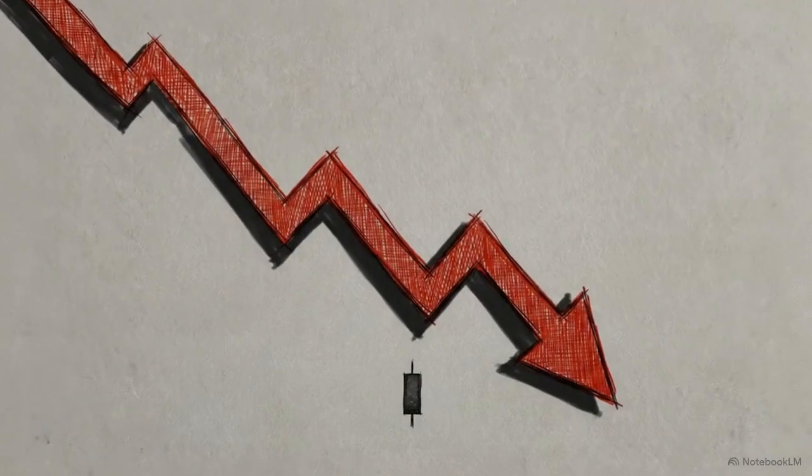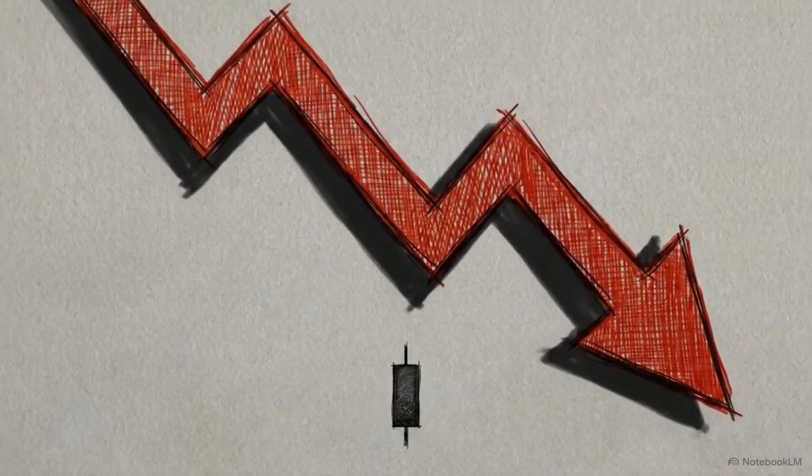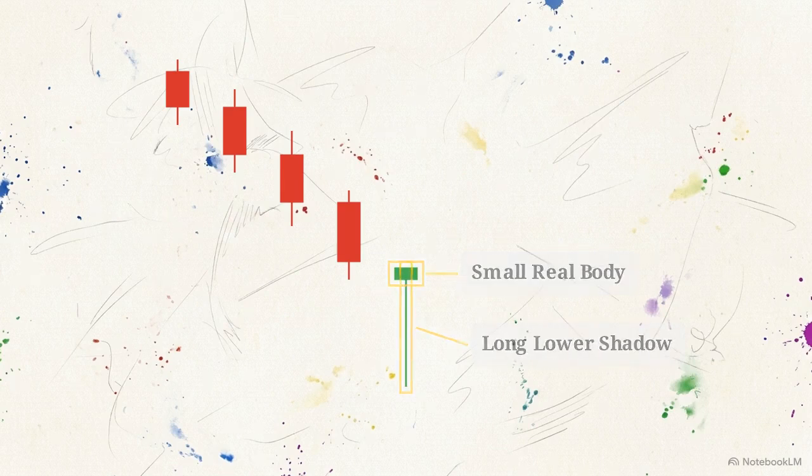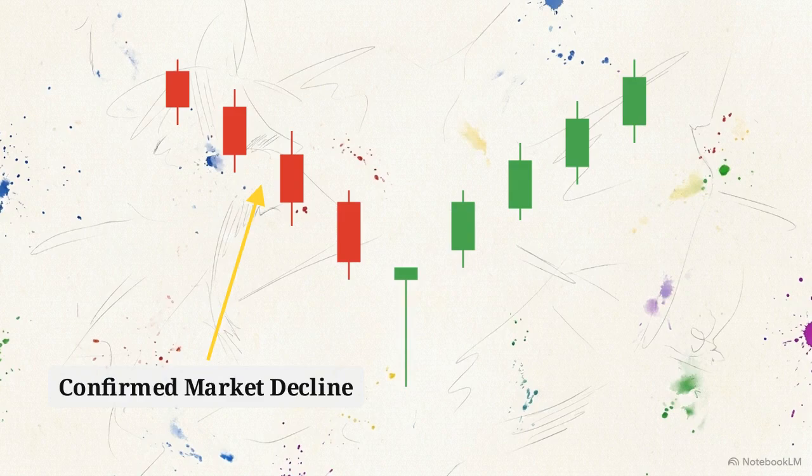Memorizing these individual candle shapes is totally useless if you ignore the power of the overarching market trend. This diagram shows a classic hammer reversal pattern, identified by its small real body and long lower shadow. But there is a strict rule. A hammer is only a valid bullish signal if it appears after a confirmed market decline.